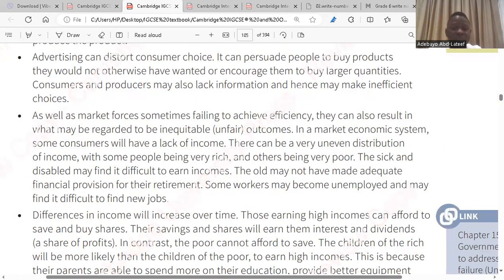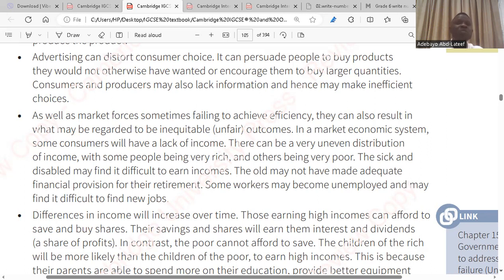As well as market forces sometimes failing to achieve efficiency, they can also result in what may be regarded as inequitable, unfair outcomes. In the market economy system, some consumers will have a lack of income. There can be a very uneven distribution of income, with some people being very rich and others being very poor. The sick and the disabled may find it difficult to earn incomes. The old may not have made adequate financial provision for their retirement. Some workers may become unemployed and may find it difficult to find new jobs.